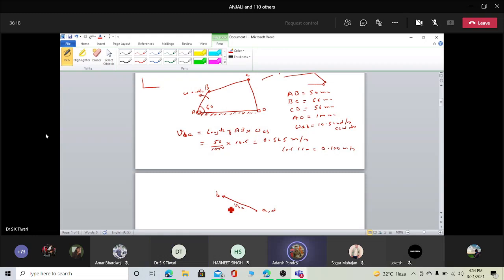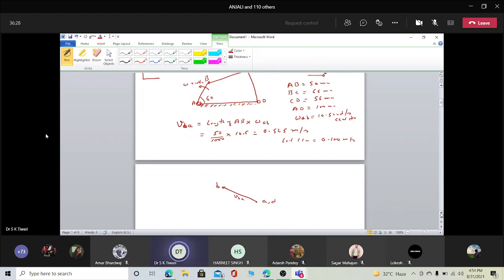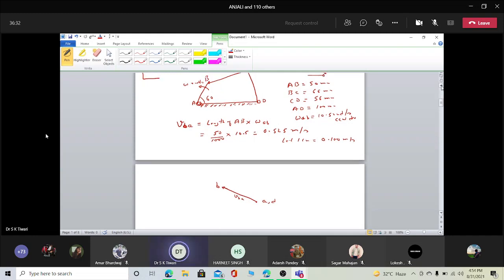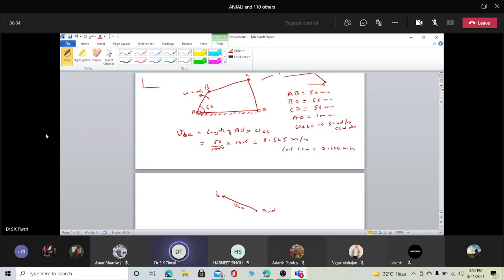Yes, sir. Okay. Now I need to find out the velocity of C with respect to B. I am operating within this space only, otherwise the figure will get hidden.